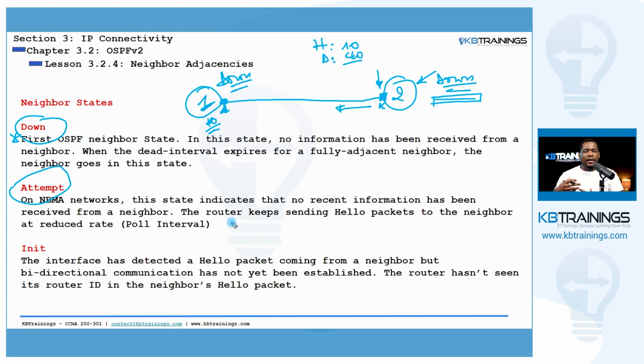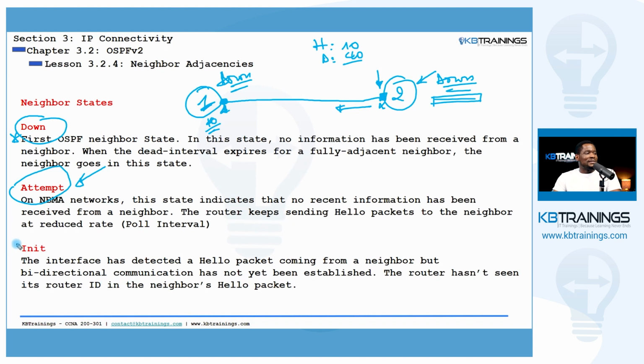It will keep sending hello packets at a certain rate, hoping to receive a response from the neighbor. Because you configure the neighbor manually, there's no way for the router itself to flush the neighbor out of the table. You need to delete that command, but meanwhile it's going to keep sending those hello packets to get the response from the neighbor. So this is the attempt state.